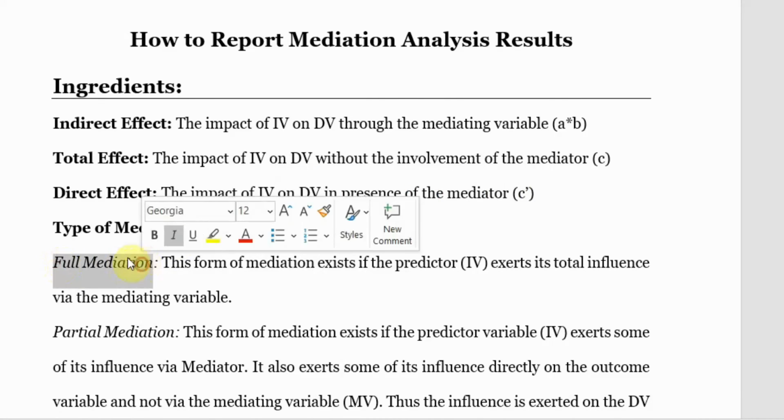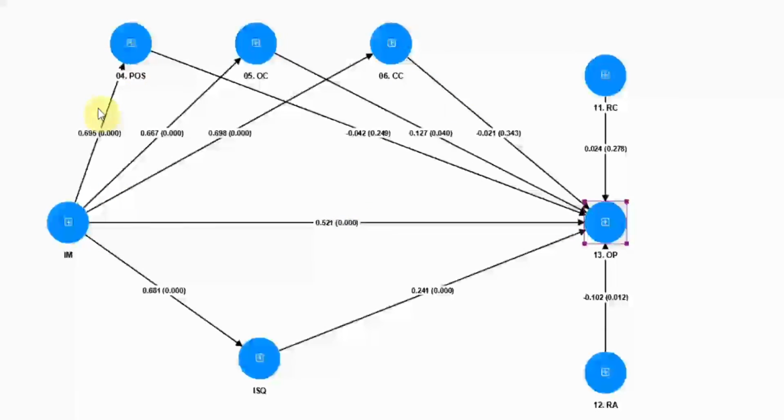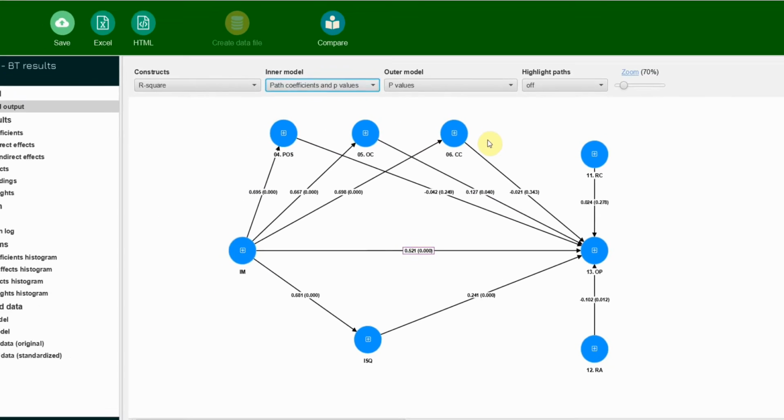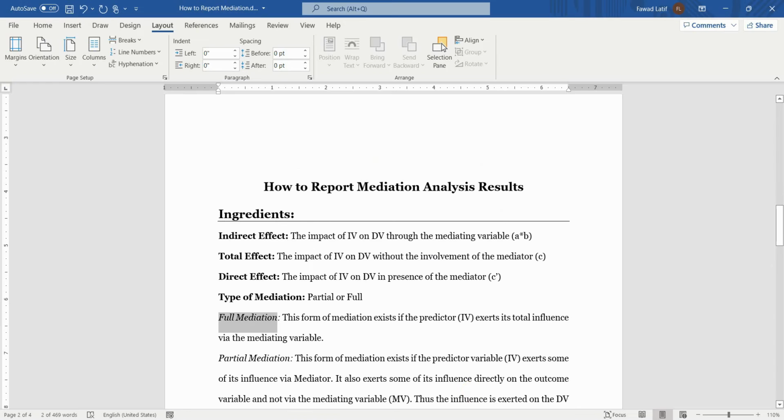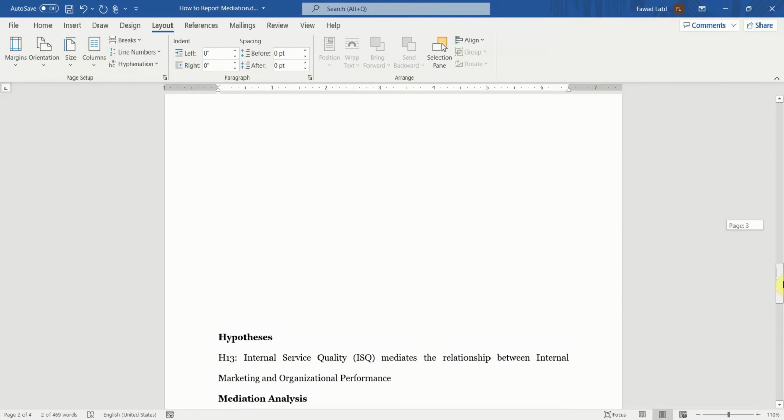So it's full mediation if the whole impact of IM on OP is passing through these mediators or the mediator in question. Whereas it's partial if your direct effect is significant, which is true in this case here. It is significant. So some of the effect of IM on OP is passing through this path, whereas some of the effect is passing through the mediators. Now in this case, I've taken one example. You can have other mediators and do the whole example as well in your case.